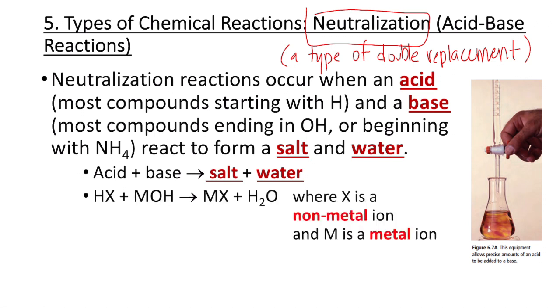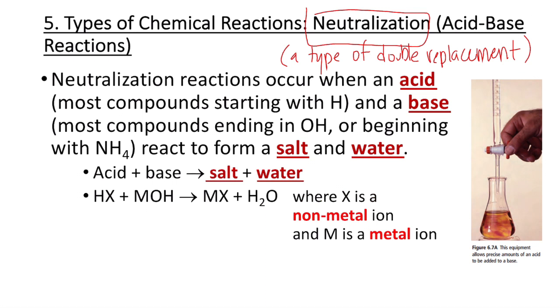The general form with compounds is HX, meaning a nonmetal attached to a hydrogen, with a hydrogen at the beginning, plus a metal with an OH hydroxide group, reacts to form the metal and nonmetal, so your ionic salt, plus water. So the acid is the hydrogen paired with the nonmetal. Our base is the metal paired with the hydroxide. These react, resulting in a metal and nonmetal coming together, M and X, to form a compound that is salt.